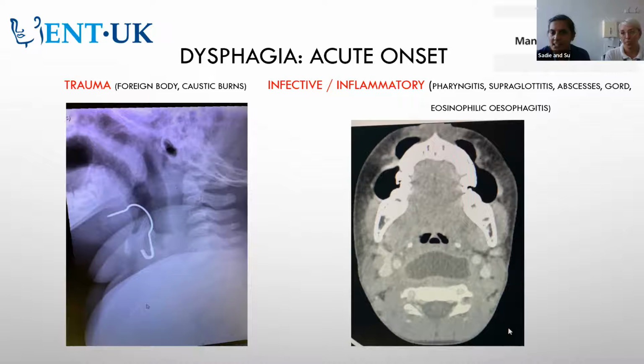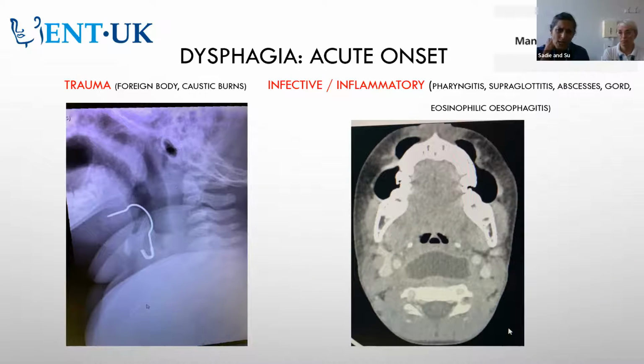On the other side, infective and inflammatory, there is a whole gamut of infection and inflammation throughout the aerodigestive tract, from the pharynx to the supraglottis. Also in the neck, neck abscesses will compound on the esophagus and give dysphagia symptoms. Significant reflux symptoms can come back as supraglottitis.